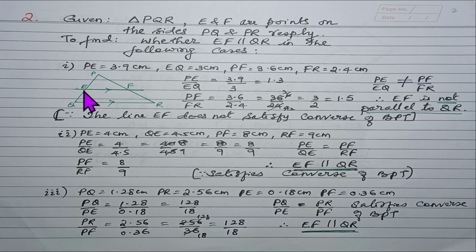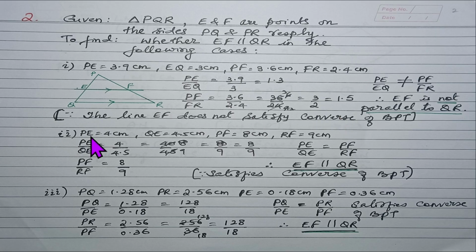And EF will be parallel to QR if the two ratios, that is PE upon QE and PF upon RF or FR, are both equal. So let us see whether they are equal. Now PE upon EQ will be 3.9 divided by 3, that is 1.3. PF upon FR is 1.5. Definitely they are not equal, and since they are not equal, they don't satisfy the converse of BPT, and therefore EF is not parallel to QR. So very simple it is.